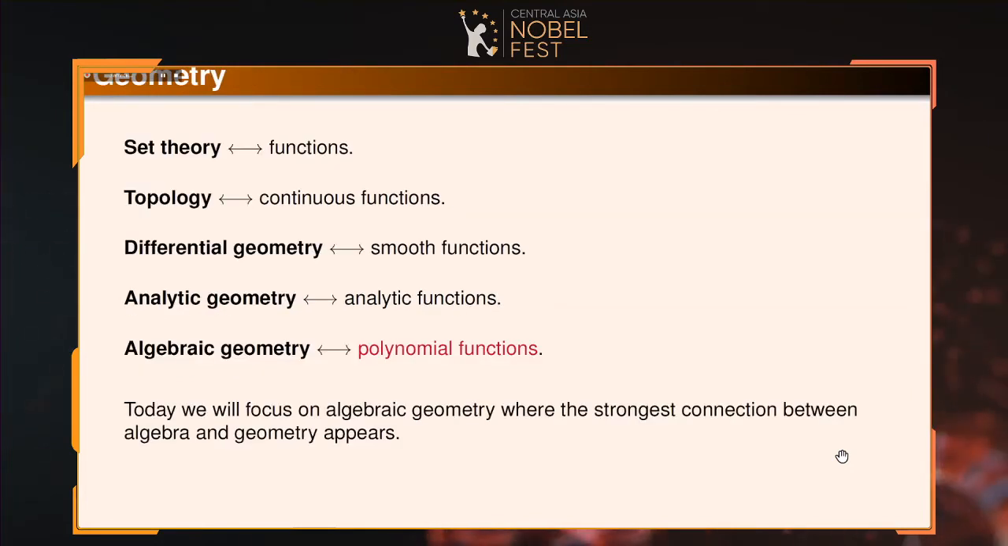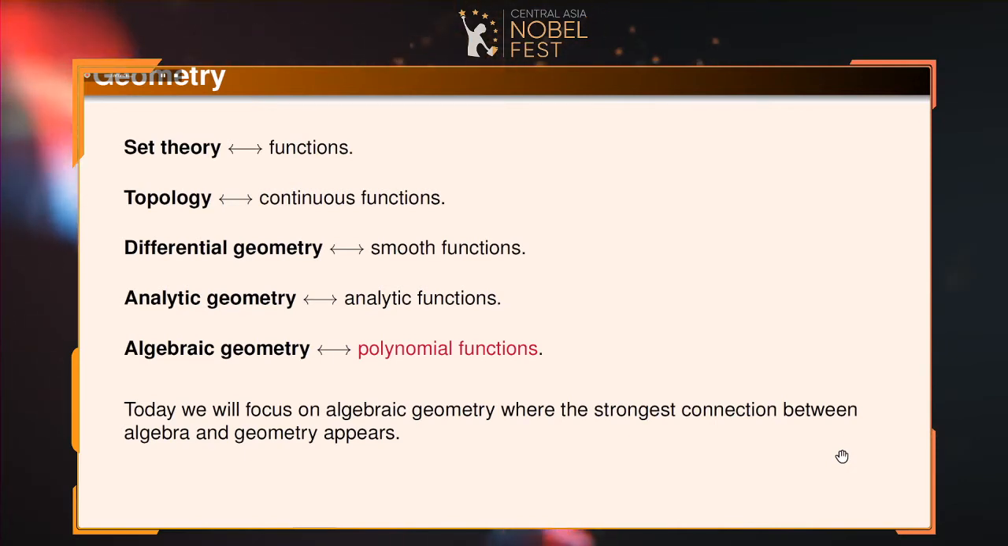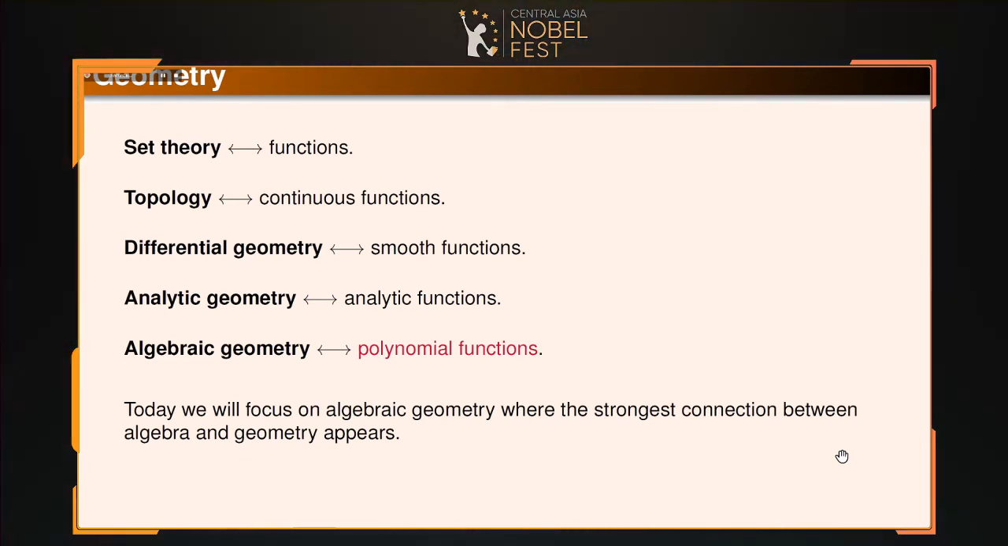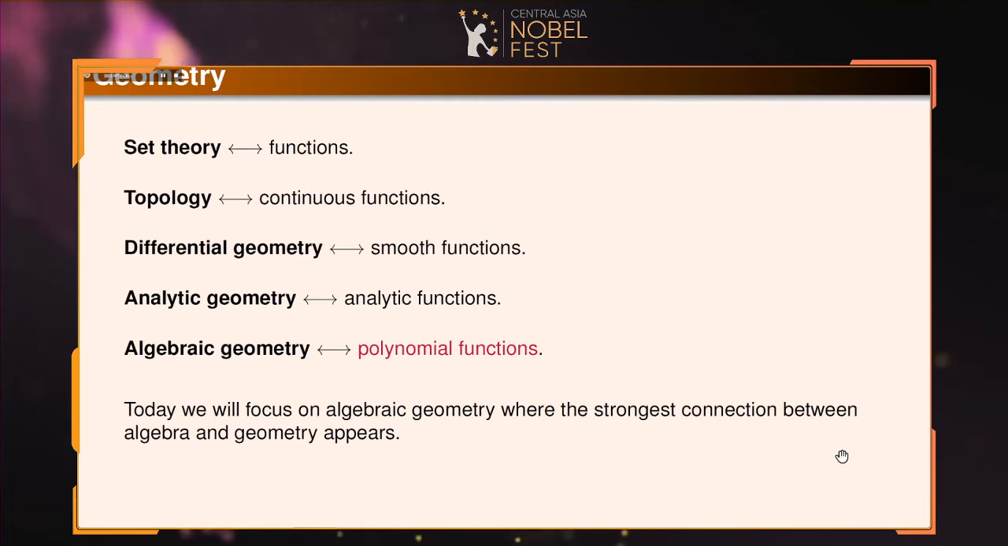Now, there are many different kinds of geometries in mathematics. You can start, for example, from set theory, where all kinds of functions are allowed. But if you make things a little bit more special, you go into topology, where you allow only continuous functions. And if you go into differential geometry, you need smooth functions. And analytic geometry similarly needs analytic functions. And finally, we come to algebraic geometry, which needs polynomial functions. So what distinguishes algebraic geometry from the rest is that we work mostly with polynomial functions.